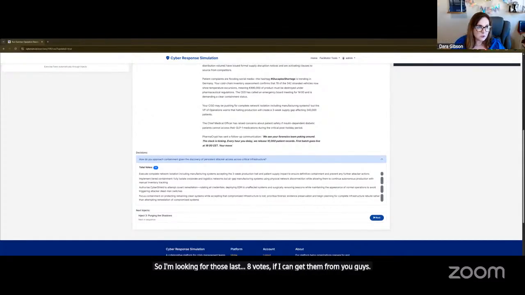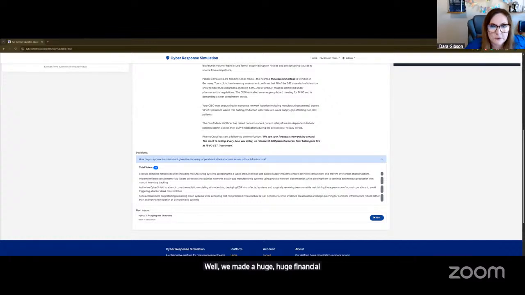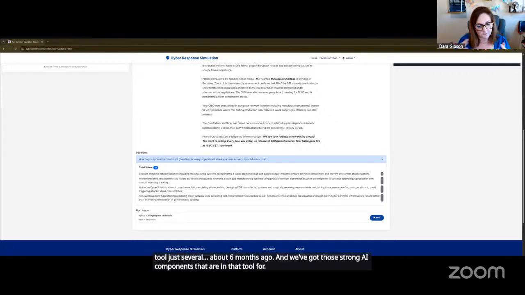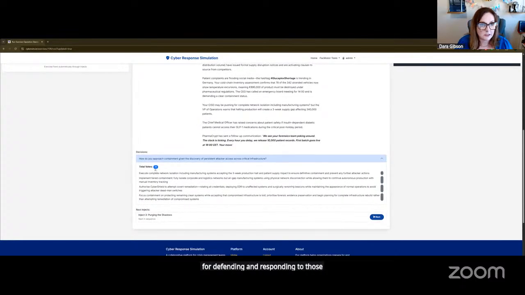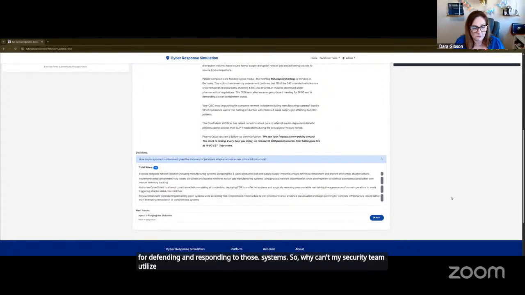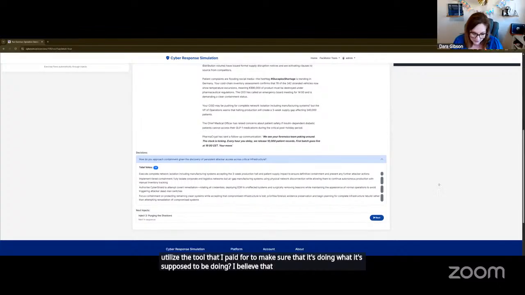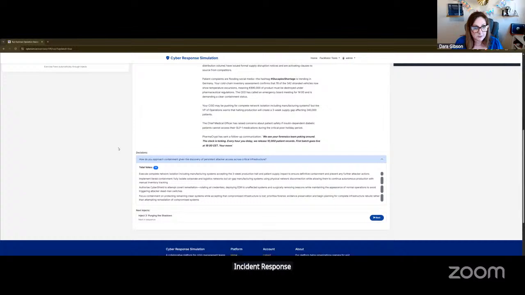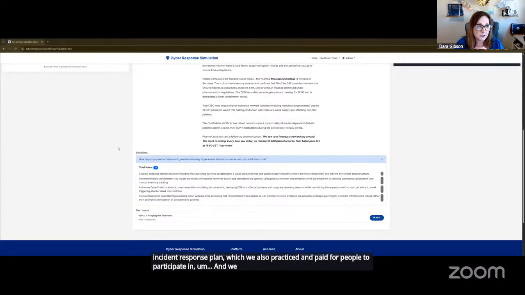Well, we made a huge financial impact across the ecosystem by buying that tool about 6 months ago. And we've got those strong AI components in that tool for defending and responding to those systems. So why can't my security team utilize the tool that I paid for to make sure that it's doing what it's supposed to be doing? I believe that we put these resilience practices into play through our incident response plan, which we also practiced and paid for people to participate in. And we need to make sure that this is working to the benefit.